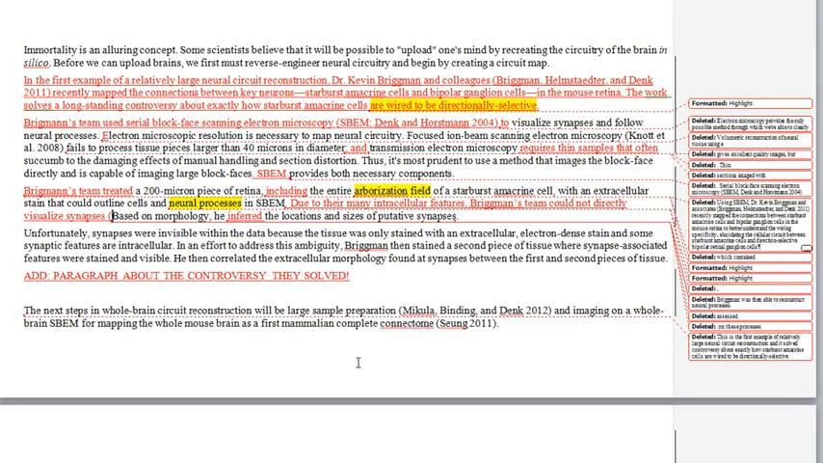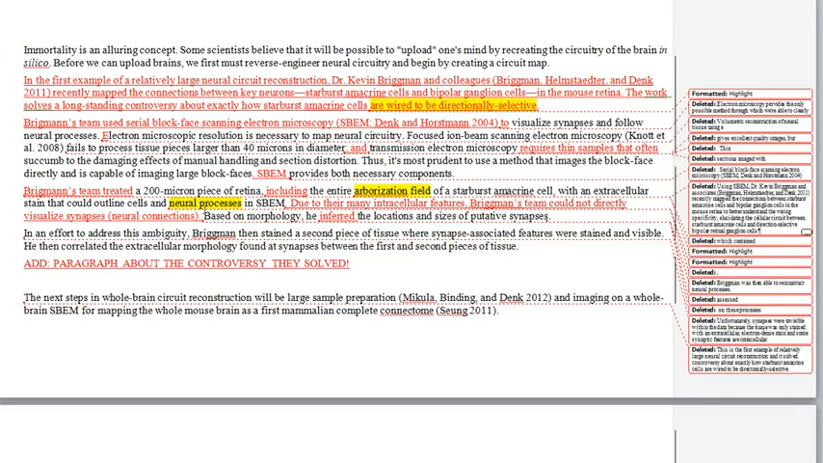So because they have many intracellular features, and this is an extracellular stain, which we've just said in the previous sentence, so we don't need to repeat, Brigman's team could not directly visualize the synapses. And I'm going to add here what a synapse is, a neural connection, maybe a little kind of simple explanation in parentheses in case a reader doesn't know. So now we've gotten rid of all of the material in this. We don't need to repeat that. And then this transition, in an effort to address this ambiguity, I don't think we need that either. So due to their many intracellular features, Brigman's team could not directly visualize synapses.